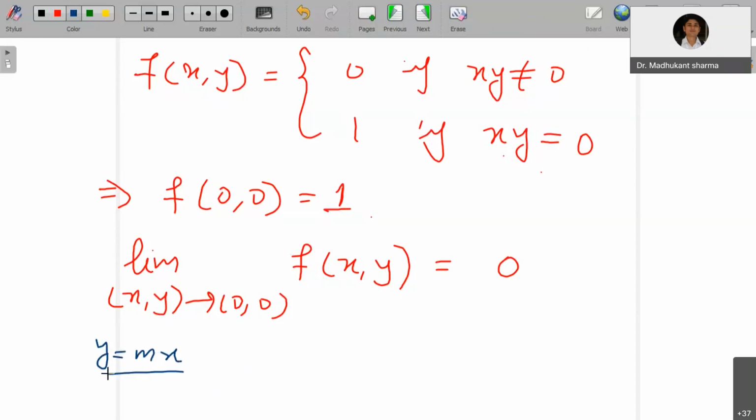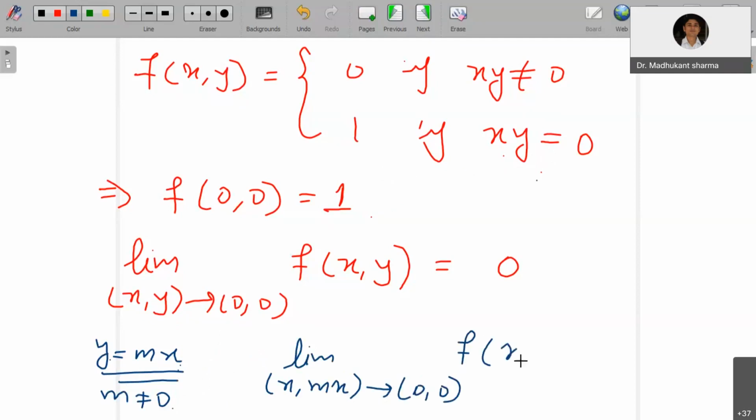Now what it will be? mx means if y is non-zero, x is also non-zero, right? I'm taking m as non-zero. At the 0, 0 point, you know, the value is 1. Either x is 0 or y is 0, f is 1, or both are 0, then the value of f is 1. So along this path, what is the limit of f of x comma mx as x comma mx tends to 0, 0?